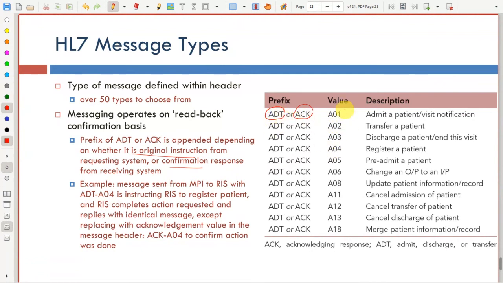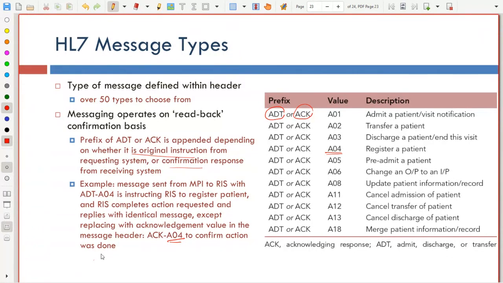Basically, you have to have each one of these. It has a certain value, for example. So if it's A04, it means that you're registering a patient right now. Okay. So basically, whenever the RIS completes the action requested, it replies with ACK A04 to confirm the action was done. Okay, so basically it goes like this. So basically, you confirm that each message that you send is actually correctly received by the other party, so that you basically forget about it after that.